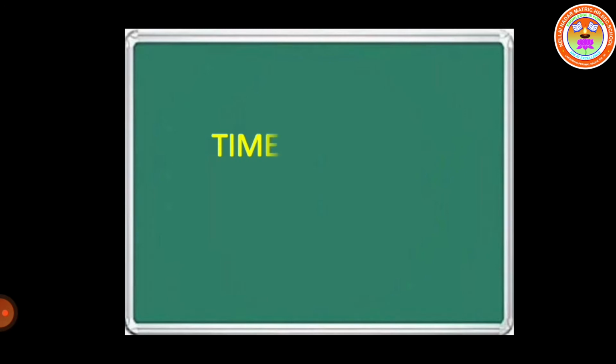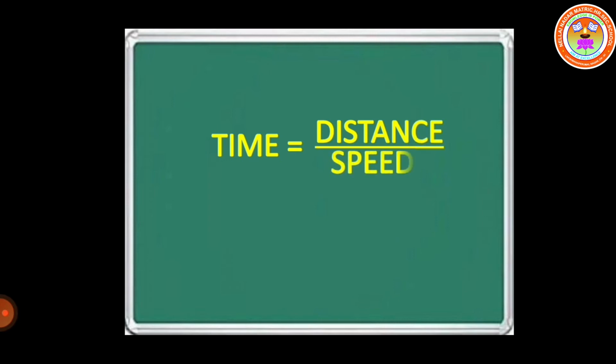Here the second one. Time is equal to distance divided by speed. What is the relation here? Time is equal to distance by speed. First one we saw the relation distance equal to speed into time. Now we will see the relation time is equal to distance by speed.